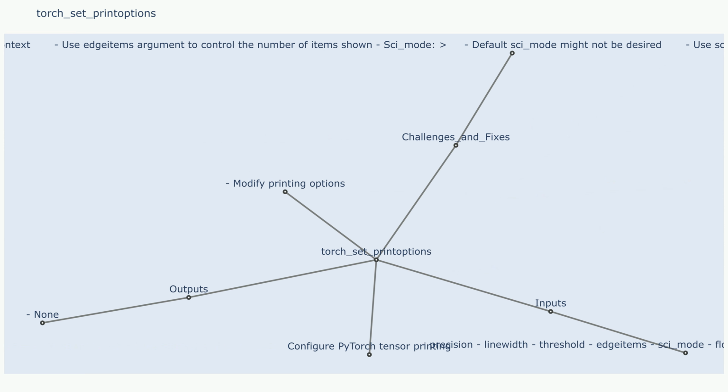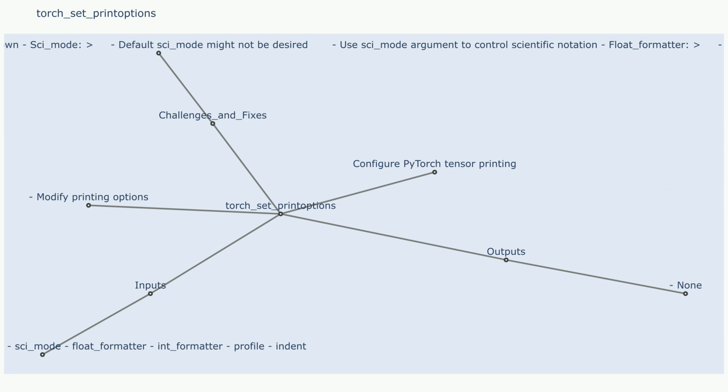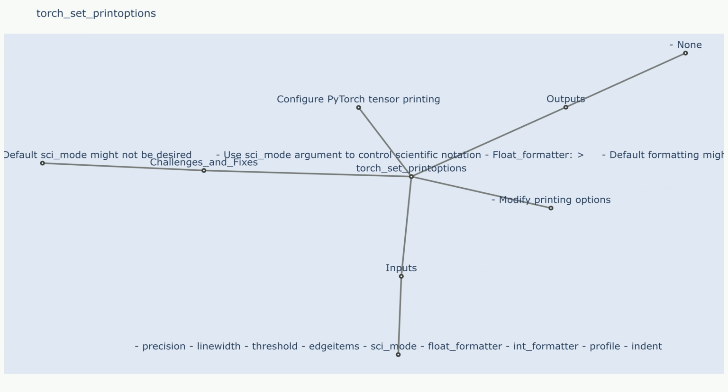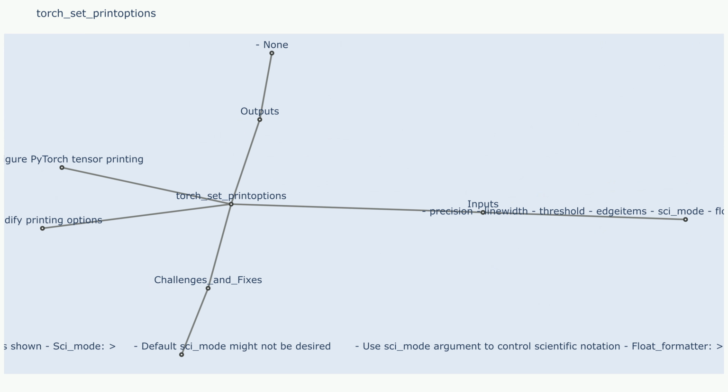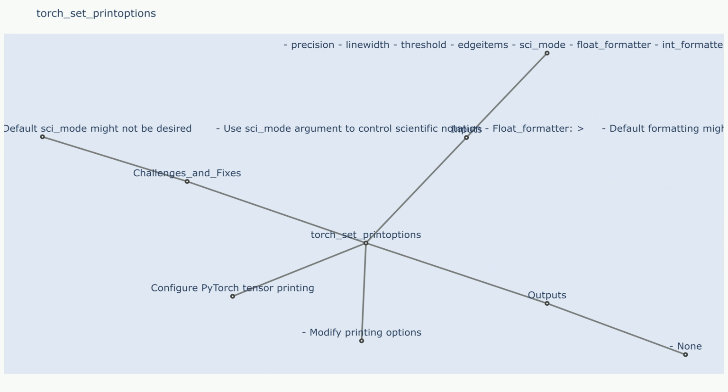Inputs: precision. This parameter determines the number of decimal places used when displaying floating point values. It accepts an integer value. Higher precision values lead to more digits after the decimal point. Line width. This parameter controls the maximum width of the output in characters. If the printed tensor exceeds this width, it will be wrapped to the next line. It accepts an integer value.